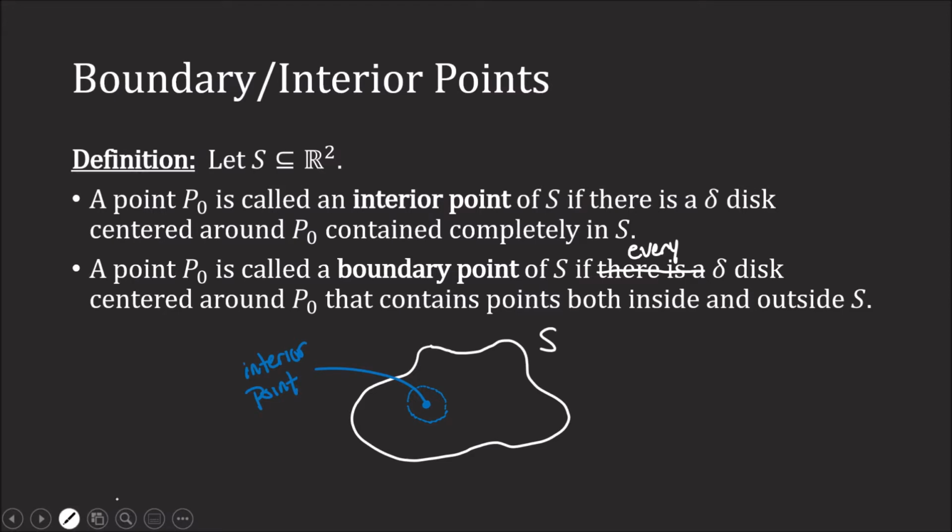Right, so a boundary point is a point in which no matter how you draw the delta disk around it, some is going to be contained within S, and some is going to be outside of S. Notice here, no matter how small you draw the delta disk centered around the point, you're always going to have some of it outside and some of it inside.